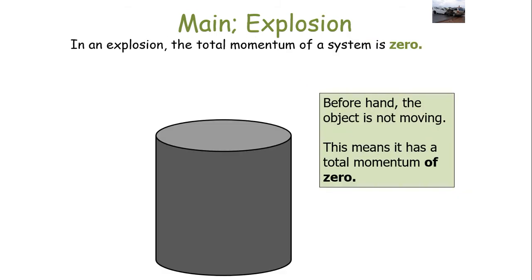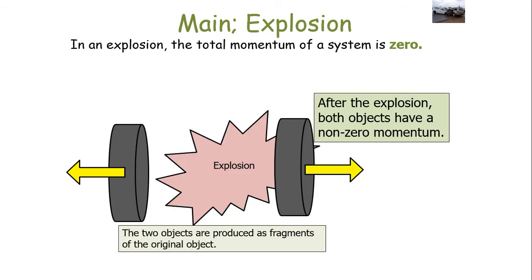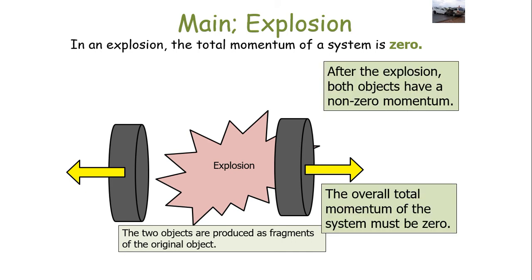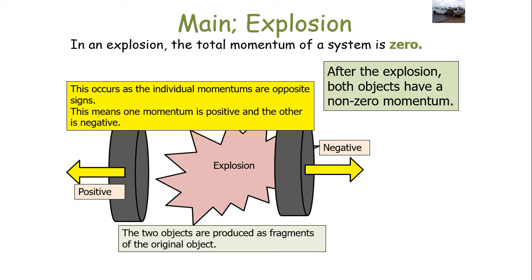Now, another event where momentum is conserved is an explosion. Now, the total momentum of a system in an explosion is 0 because beforehand the object is not moving. It has a total momentum of 0. But after the explosion, both objects have a non-zero momentum. The two objects are produced as fragments of the original object. So overall, though, the momentum of the system must be 0 to conserve momentum.